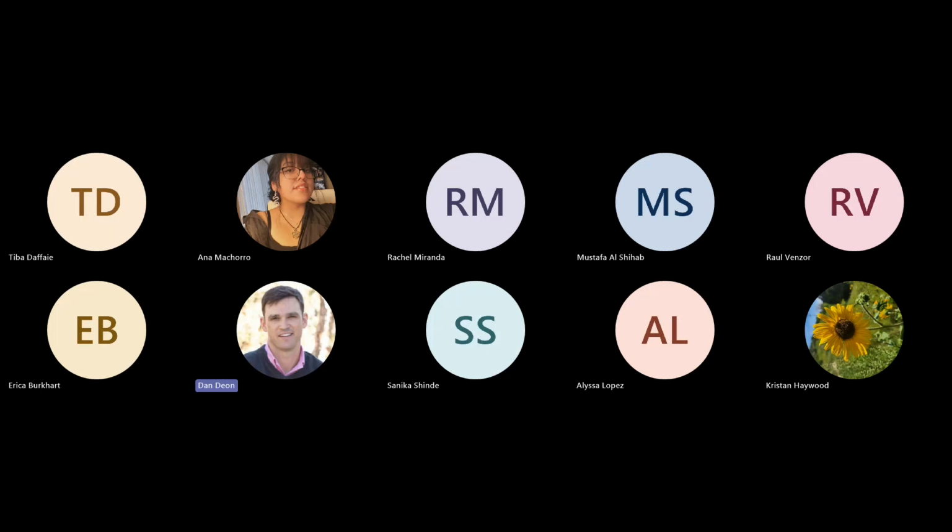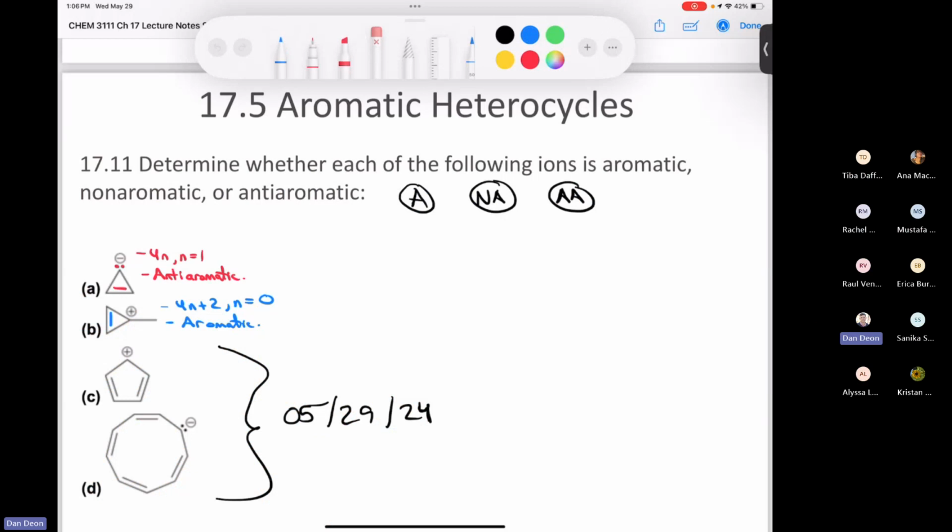So we left off with question 17.11. We finished the first two problems, and I said we were going to save these last two, C and D, for today. So I'll erase that. Okay, so just to review, we're trying to determine whether these compounds are aromatic, non-aromatic, or anti-aromatic.